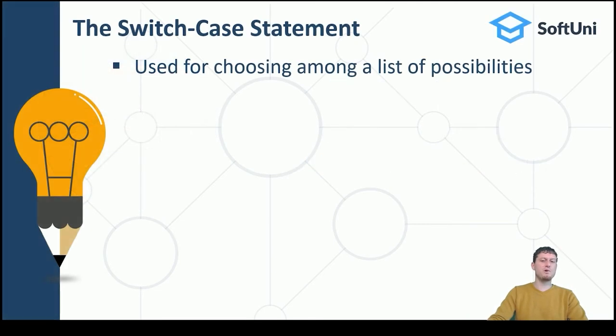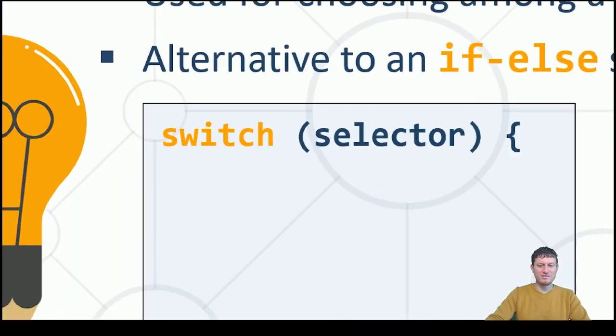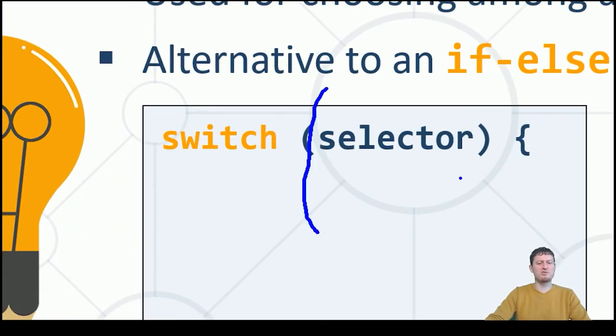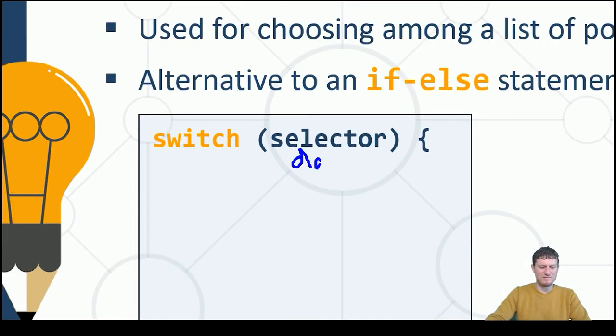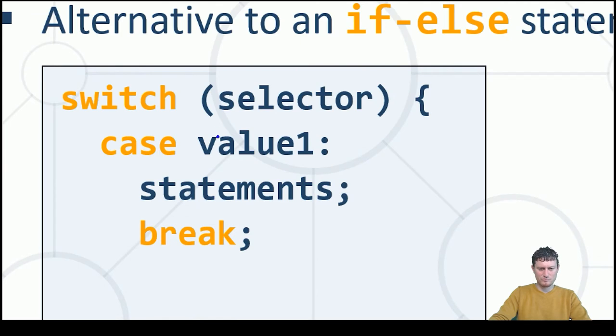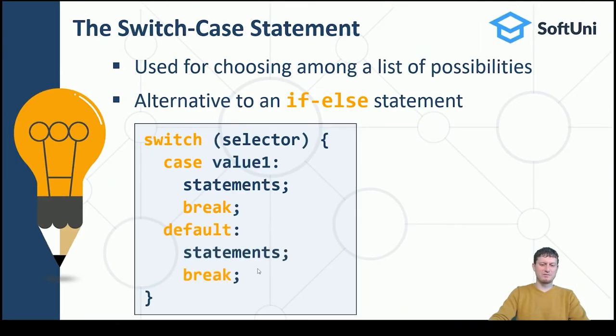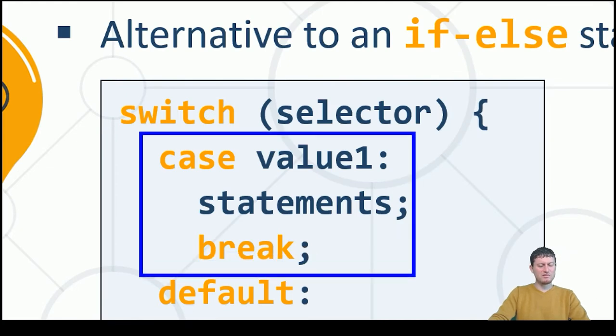It's used for choosing among a list of possibilities, alternatively to if else. We write switch, and in brackets, we use the selector, which is an expression, for example, age. Switch of age, and if the age is, for example, 20, do something, break. Otherwise, check, we may have many such cases, default, do something.